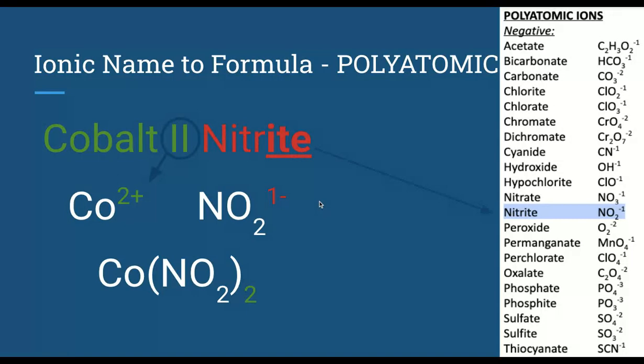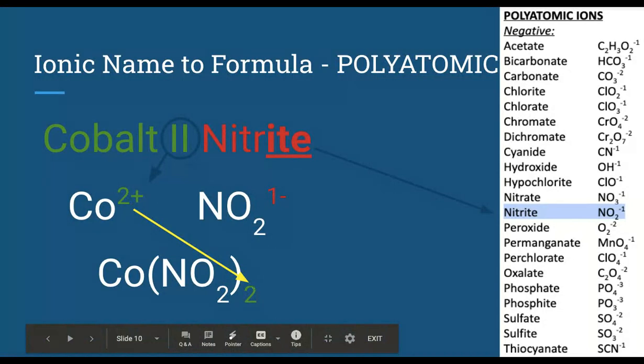Nitrite in the name tells me, look at my polyatomic sheet. I've highlighted for you here that nitrite is NO2, 1-. So that's what I'm going to use over here. Now I just need to take my numbers and I'm going to crisscross them.